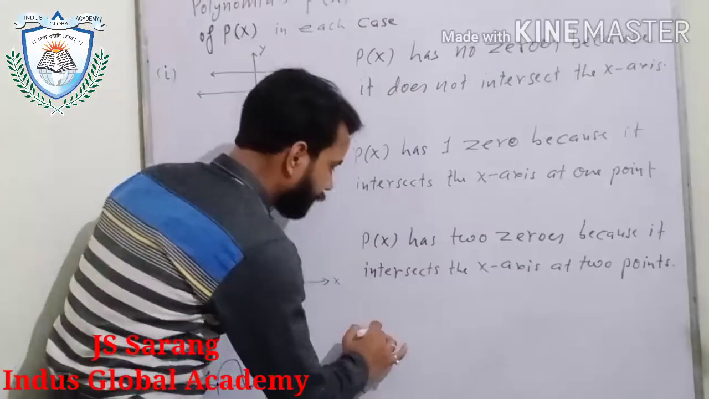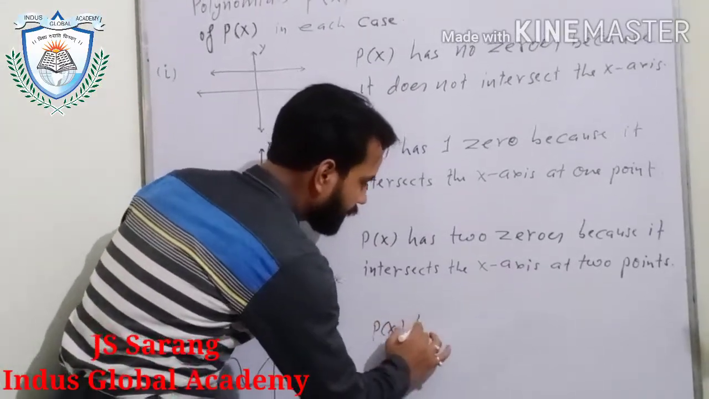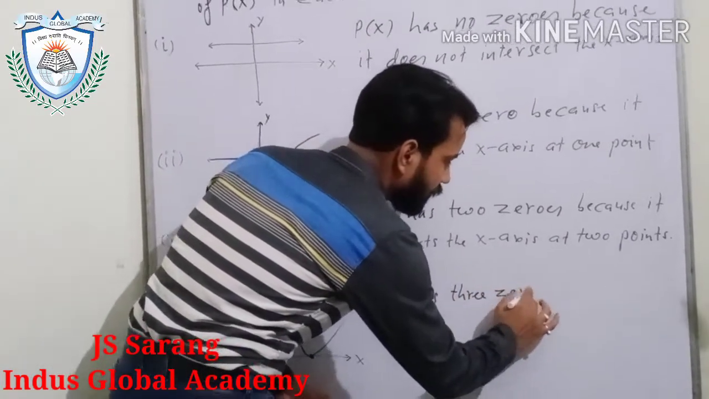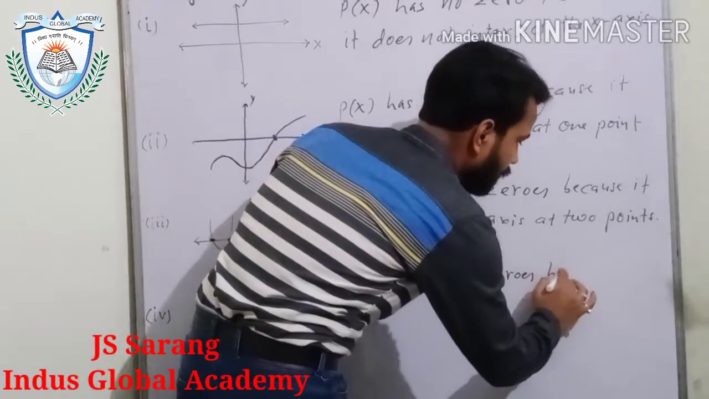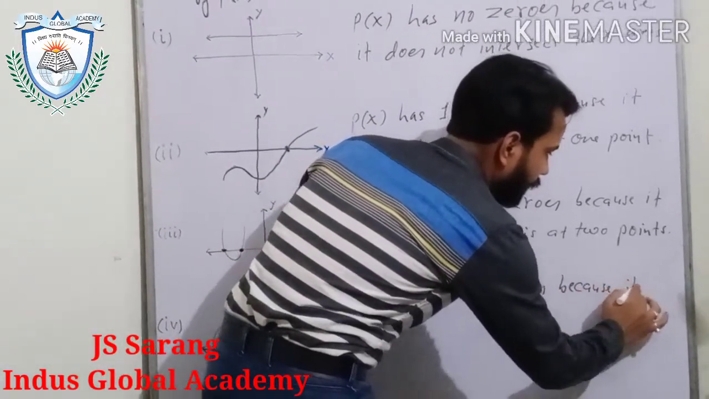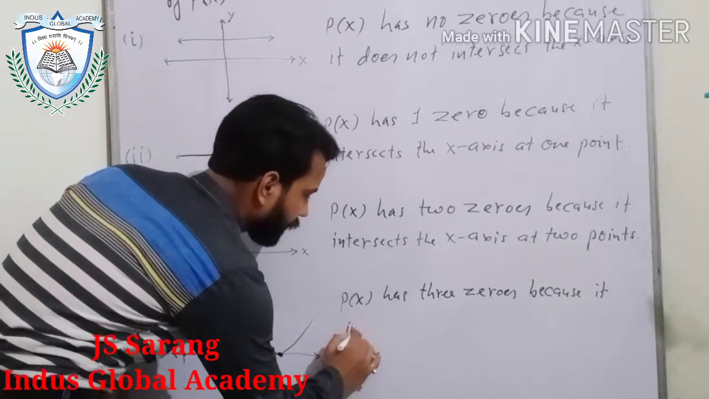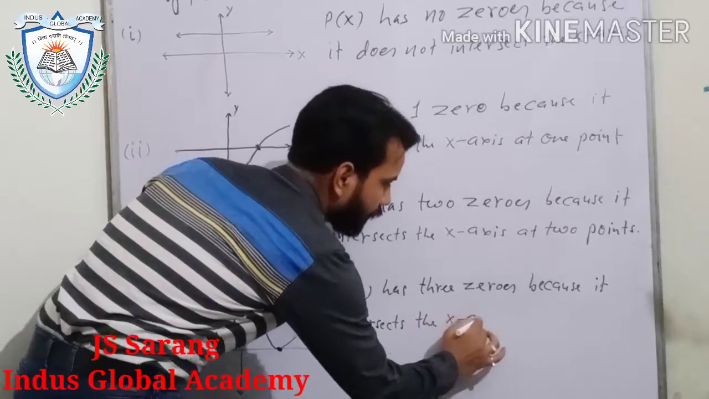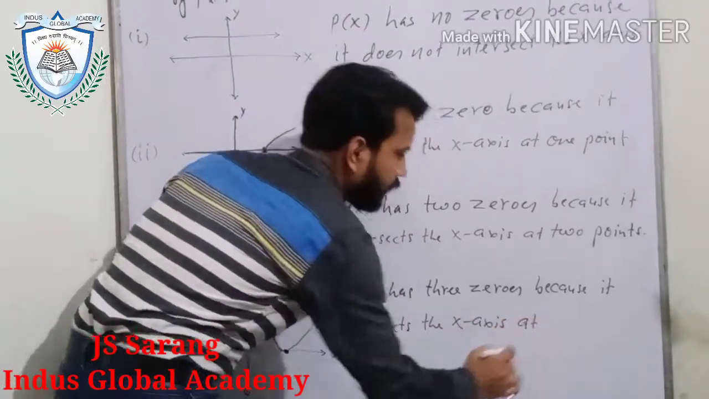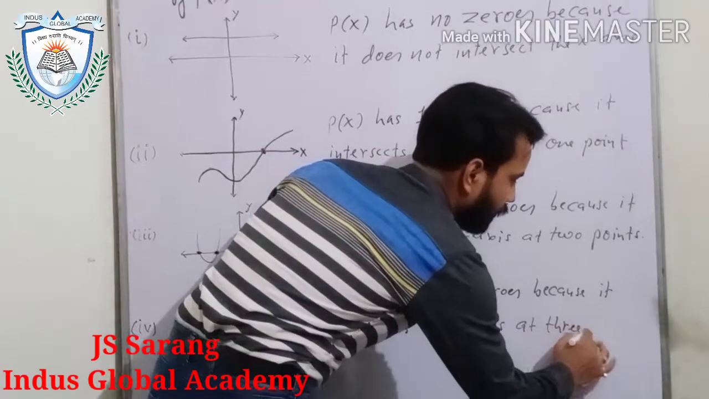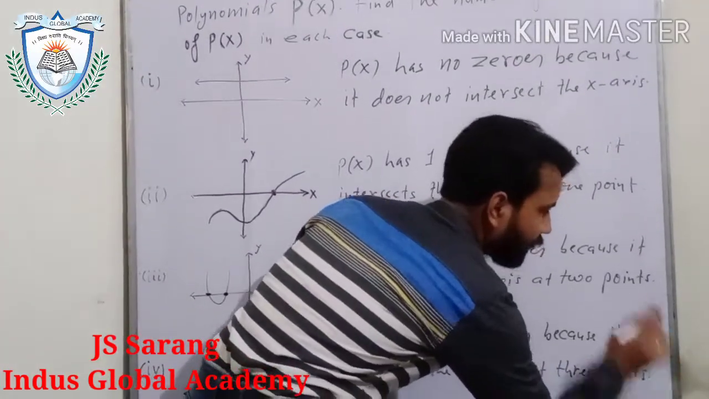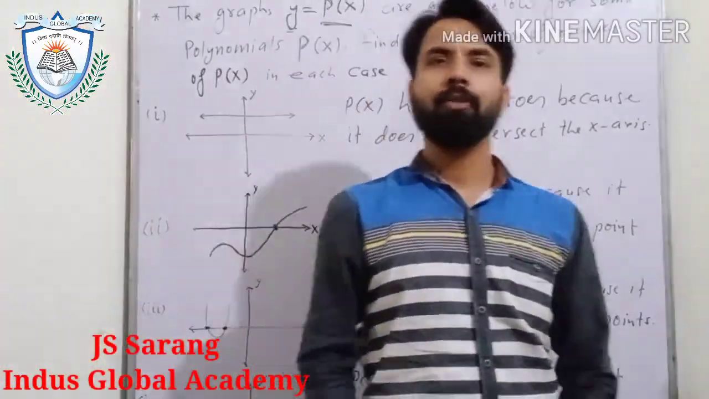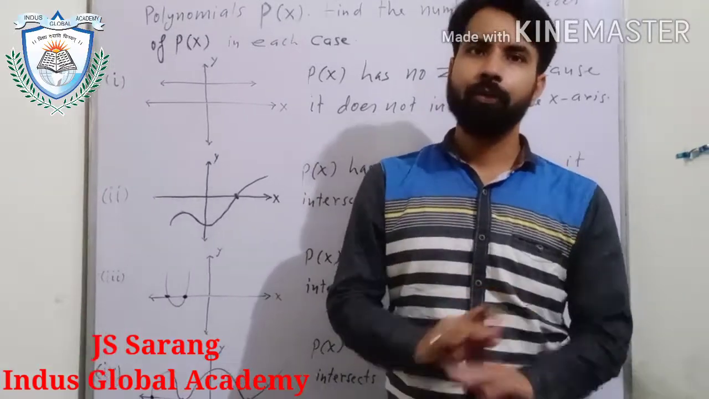So you have to write here: p(x) has 3 zeros because it intersects the x-axis at 3 points. Is it clear? Simple. And here our very first exercise has finished.